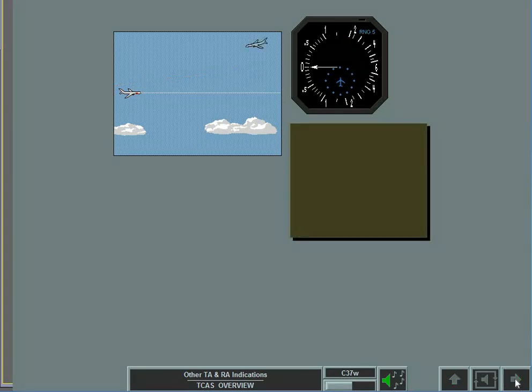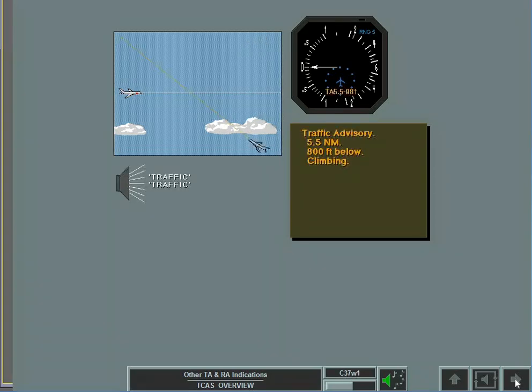If TCAS is unable to determine the bearing of another aircraft, it cannot display it as other traffic or proximate traffic. However, TCAS is still able to calculate distance, relative altitude, and closure rate, and will issue a TA and an RA when the other aircraft is close enough. Traffic. Traffic. The other aircraft is 35 to 45 seconds away, but TCAS doesn't know in which direction it's located. The TA is shown by the amber text under the aircraft symbol. TA 5.5 miles, 800 feet below, and climbing.